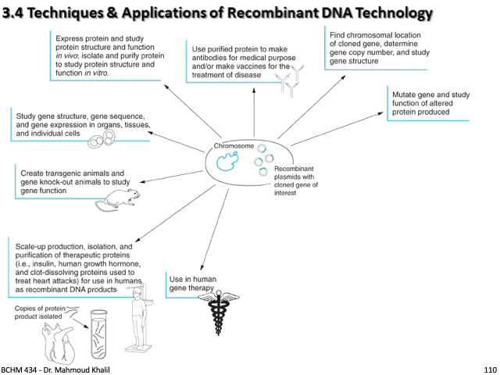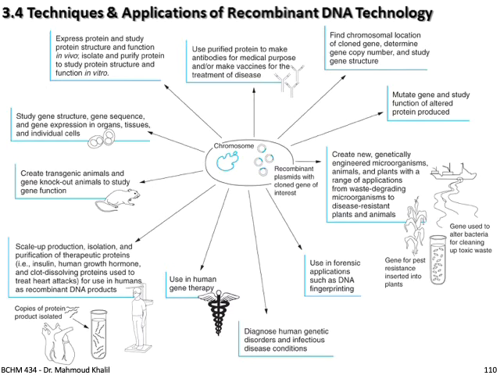We can as well find the chromosomal location of cloned genes and detect abnormalities and copy numbers. We can use it to mutate a gene and study function in the altered protein produced, and create new genetically modified microorganisms and animals that can be used in several applications. As well, we can use biotechnology in forensic applications such as DNA fingerprinting, and for diagnosis of human genetic disorders and infectious disease conditions.